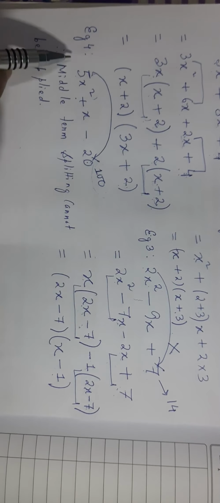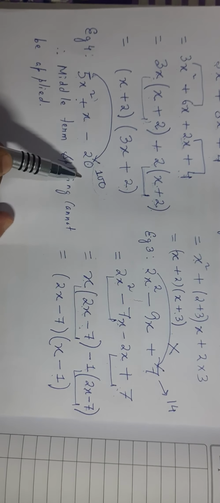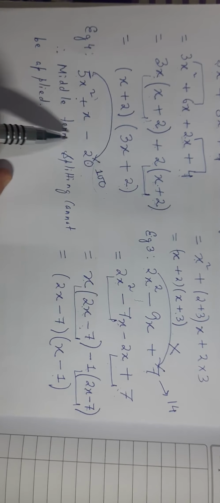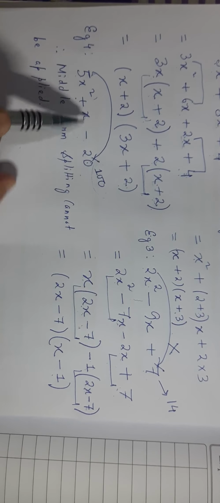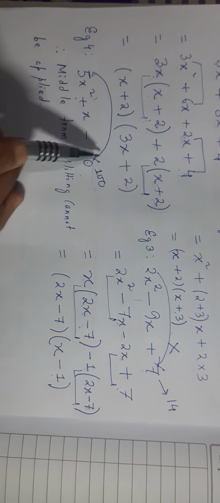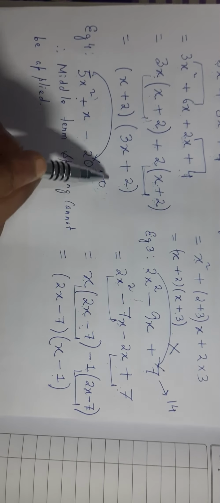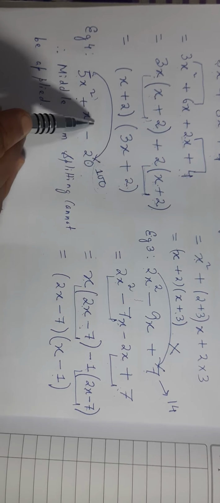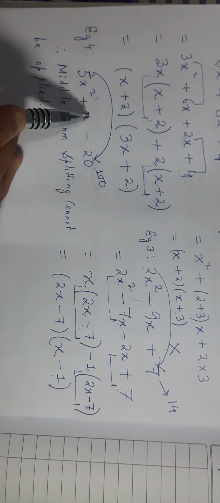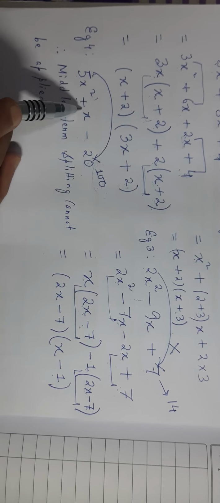So please understand this variation of question also. Since here it is 5x square plus x minus 20, 5 into 20 is 100. So we have to look for two numbers which if we multiply will give me 100 and which if we add or subtract will give me 1. Here nothing is mentioned, that means 1.